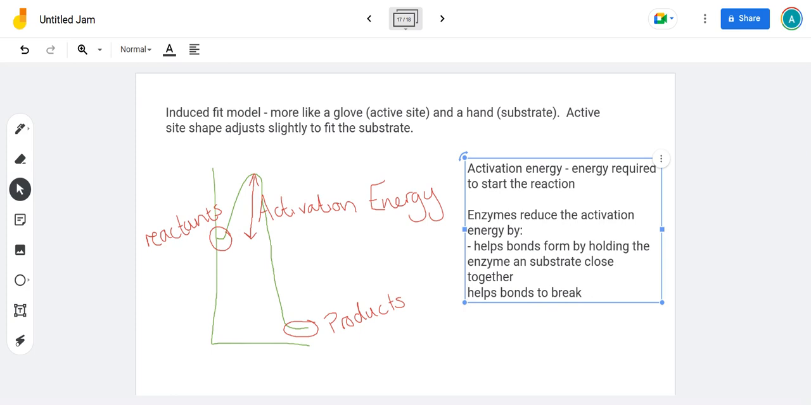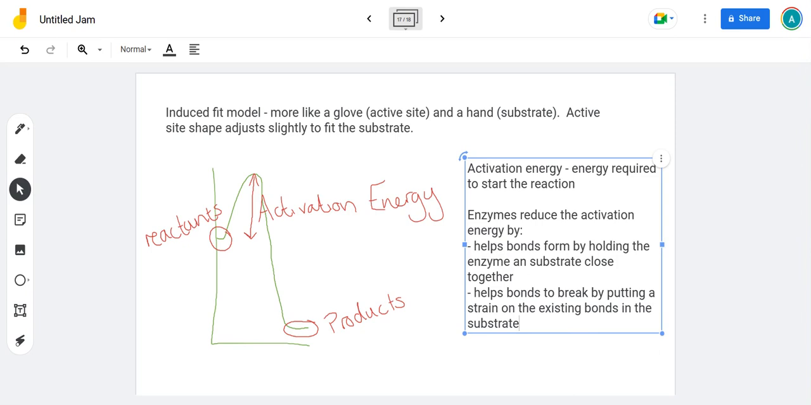But anyway, it helps bonds to break by putting strain on the existing bonds in the substrate. Smell my spellings. Okay, so it puts a strain on the bonds and helps them to break more easily, and then it just holds them in the right place, just holding them just in the right place to form the new bonds that are needed to make the new products.